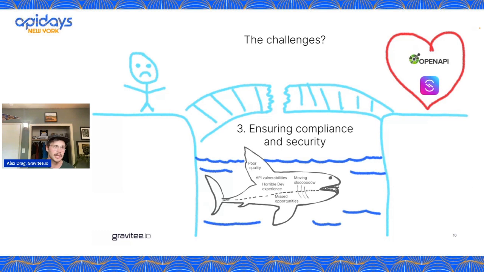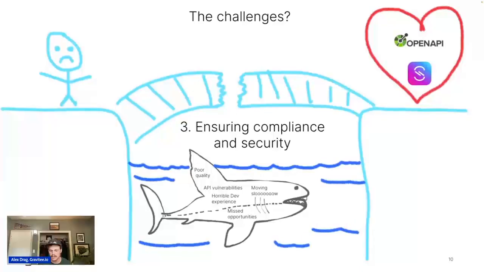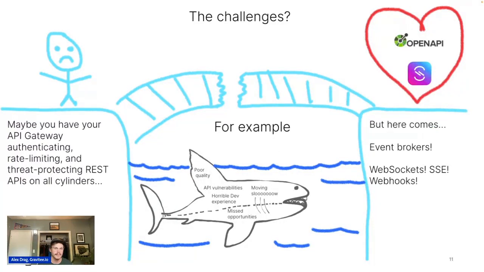Another challenge, and we're getting close to the end here, and I will hand it over to Devin soon, so bear with me, is ensuring compliance and security. We've sort of already alluded to this a decent amount, right, with things like policy enforcement. Maybe your gateway has authentication, rate limiting, threat protection. You're doing all that to your REST APIs. You're doing a great job there. Everything's secure. But once again, here come the event brokers. Here come WebSockets. Here come server-sent events, right?